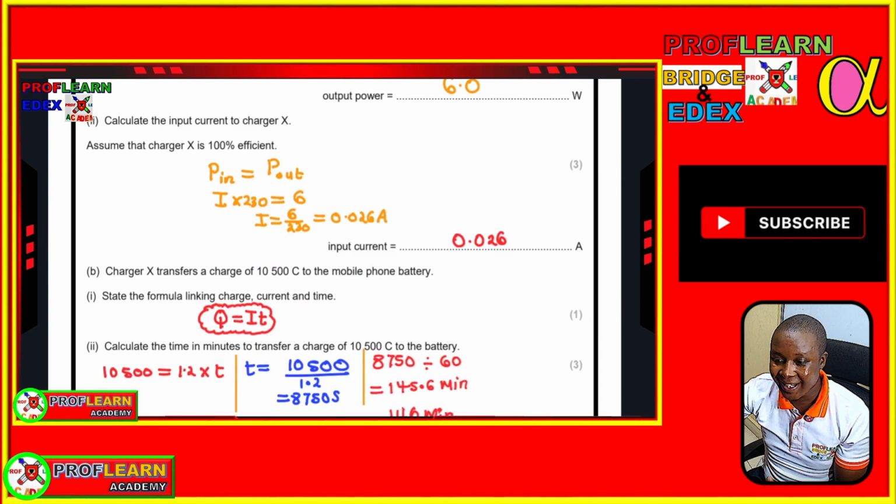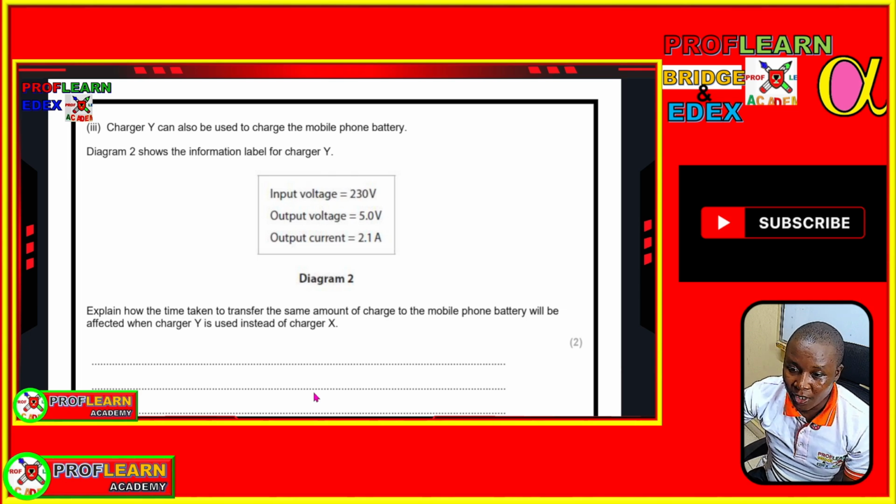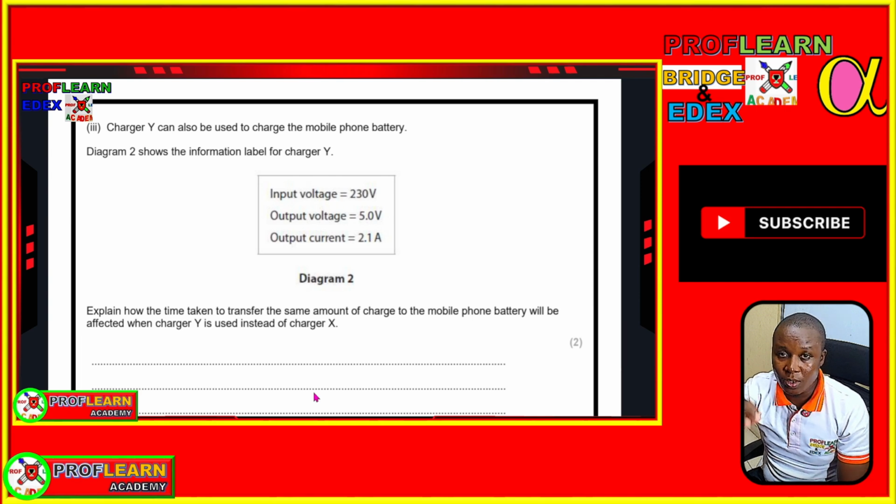So it should be 140, so you don't even have to repeat writing the units because they are already written. And then we have charger Y, which can also be used to charge a mobile phone. The diagram. So we were having charger X, and you can see the different specification. Explain how the time taken to transfer the same amount of charge is going to affect it.